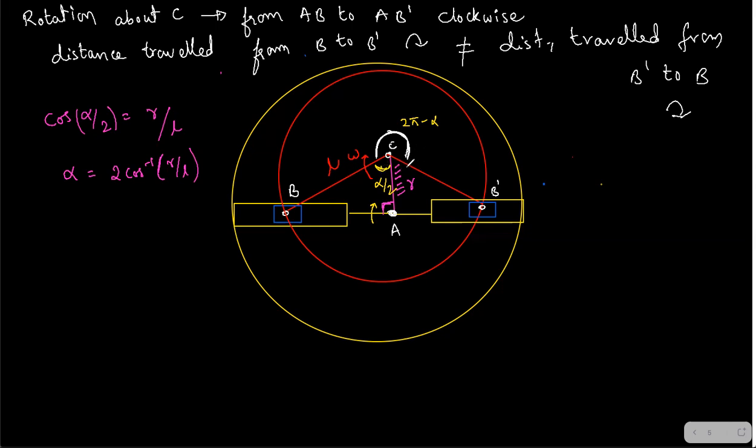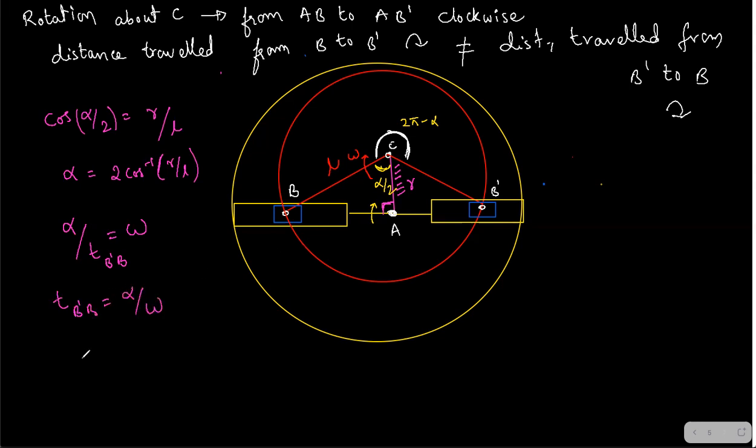Yes. Now angular displacement divided by time will give you angular velocity omega. It means alpha by time is equal to omega. So what is this alpha? It is the angle traveled from B dash to B, from here to here. So the time taken to travel from B dash to B is equal to alpha by omega.